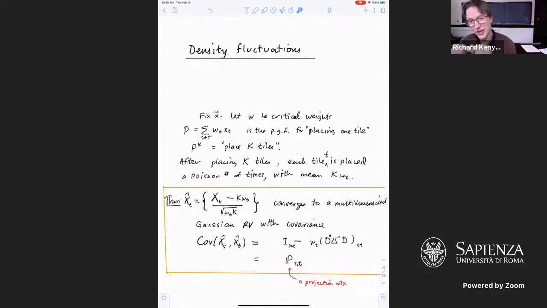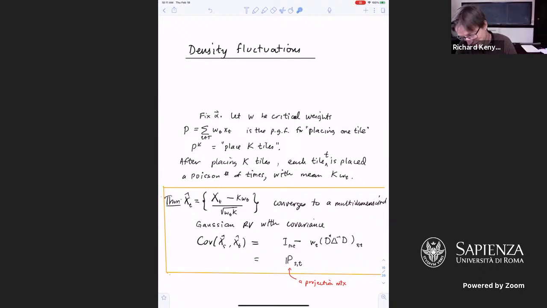If we think of P as a probability generating function for placing a single tile, because there's one monomial for each tile, we can think of the following process. We take our graph, we pick randomly a tile from our bag with the weights W, and we just throw it in this location. And then we do it again and again and again.